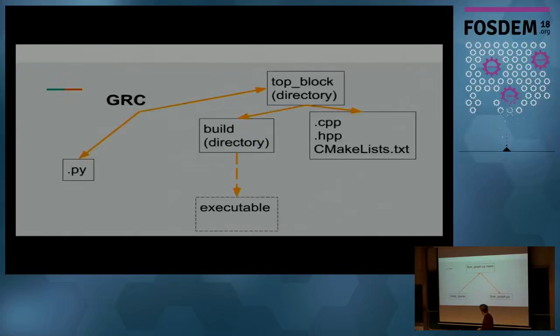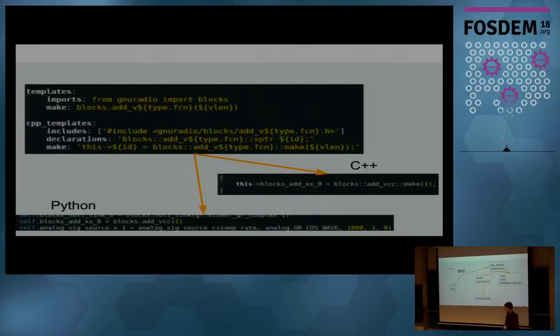So let's go a bit more top level. GRC creates Python files and can also, with my code, create C++ files. This generates, first of all, an empty build directory where the executable will live. And then it creates the CMakeLists.txt and the source and header file.